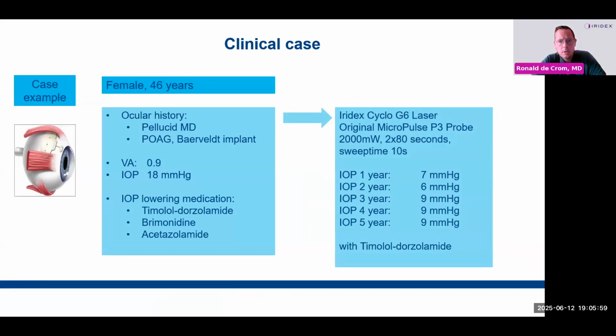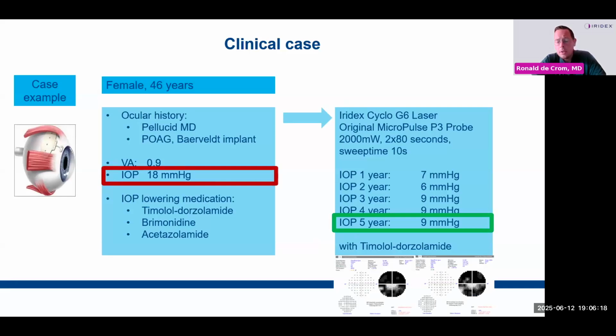So you can see that the intraocular pressure responded very well to this treatment, and during the 5 years, the intraocular pressure remains very stable, and we could stop both the brimonidine and the oral acetazolamide. And during this time, also the visual fields remained very stable.